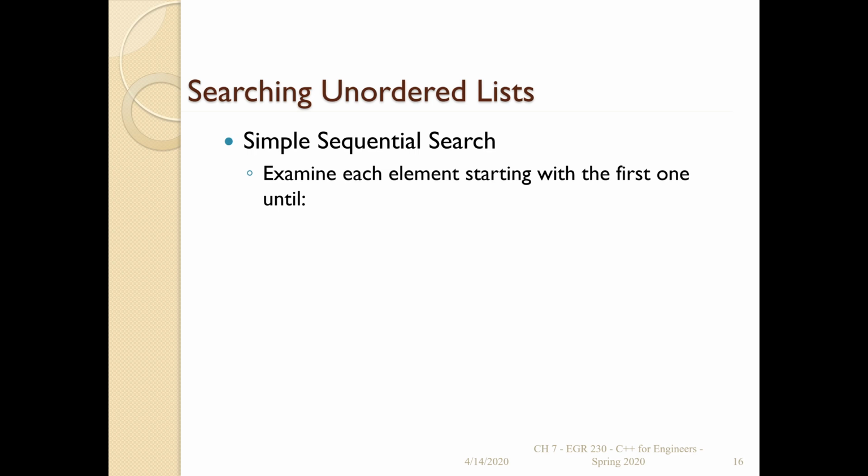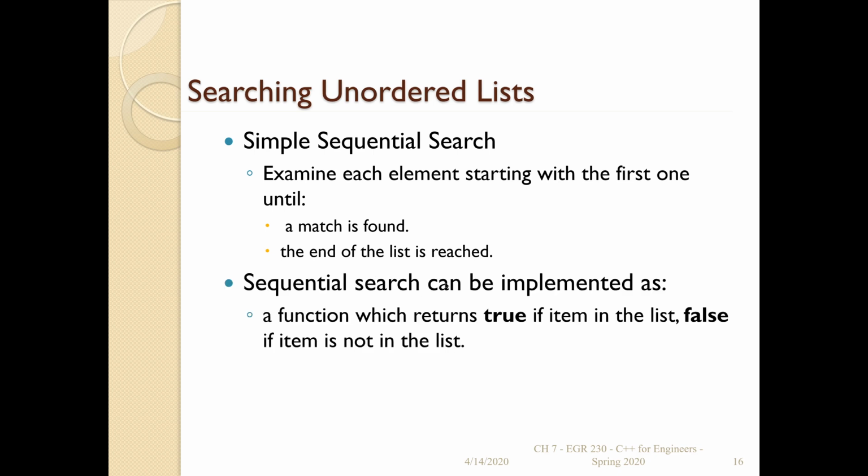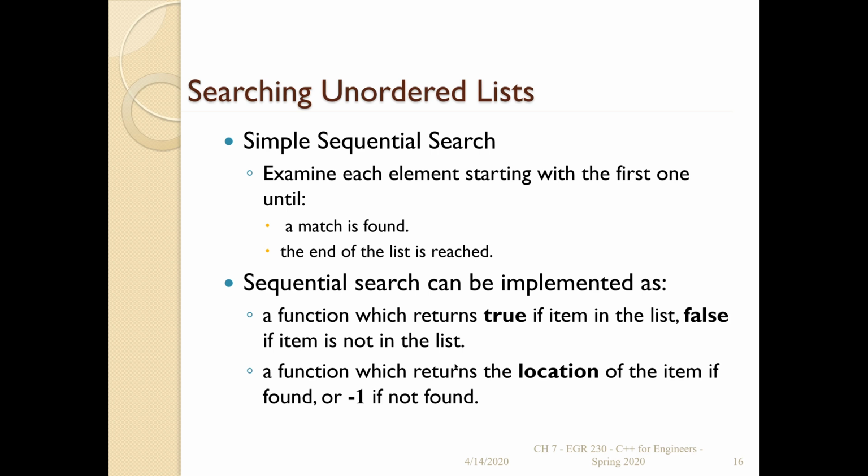All right, and basically you just keep searching for an item, examining each element starting with the first one until you find the item, or you get to the end of the list, which basically says you didn't find it. So you can implement this as a function which returns true if an item is in the list, false if it's not. You could also do it with a function which returns the location of the item if it's found and a -1 if not.